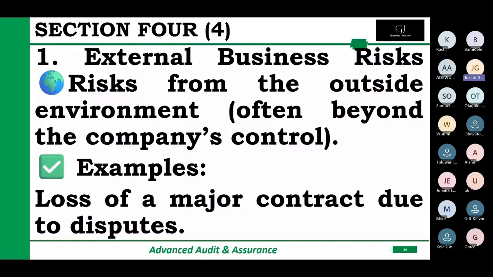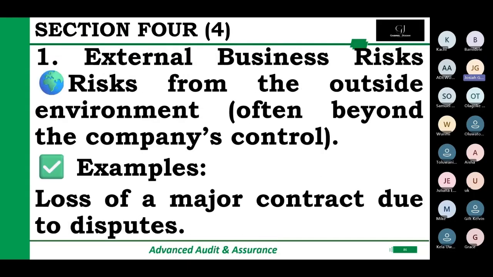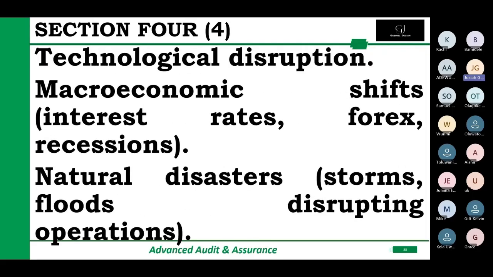For example, the loss of a major contract due to disputes is beyond the company's control and could culminate in a decline in product demand and poor research and development investment. Another risk could be new competitors entering the market, taking market share and sharing the volume the former company has. Issues like regulatory changes, maybe license withdrawal in a financial services company. These are external business risks beyond the company's control.